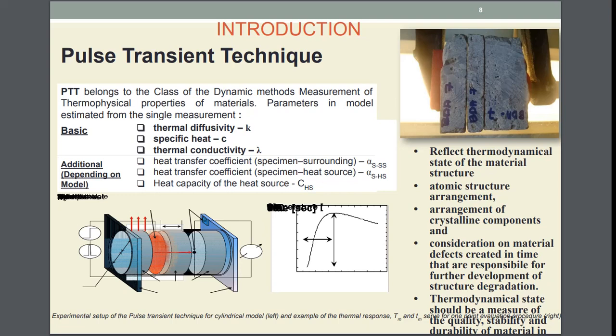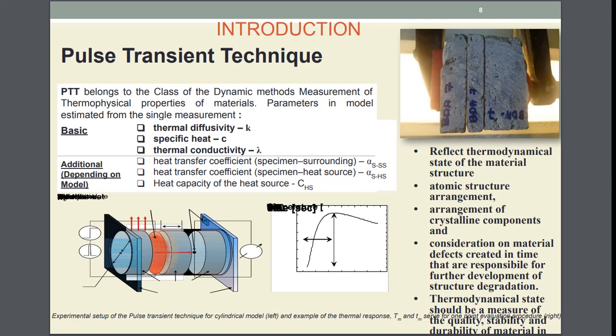In this pulse transient method, we have more than 9 or 15 models, and in this presentation I'll be showing two models only. One is called the cuboid model, and another is called the slab model. So from the experiment, it is possible to get these three basic parameters: thermal diffusivity, specific heat, and thermal conductivity.